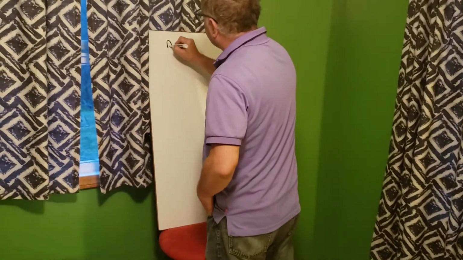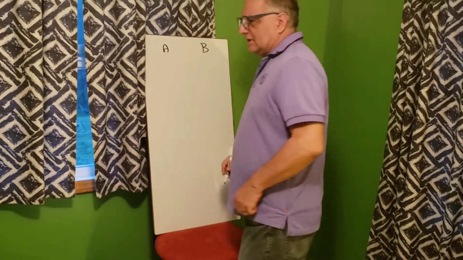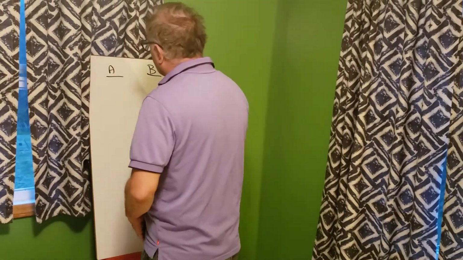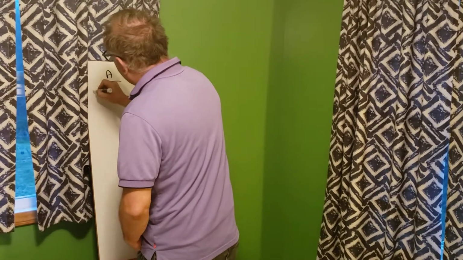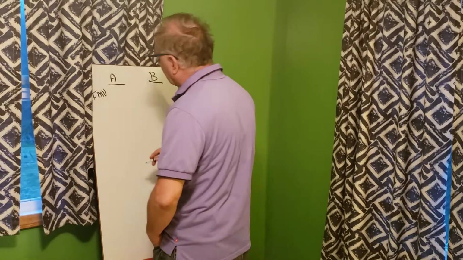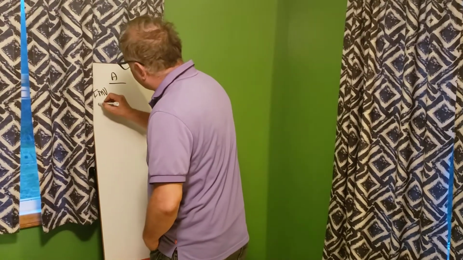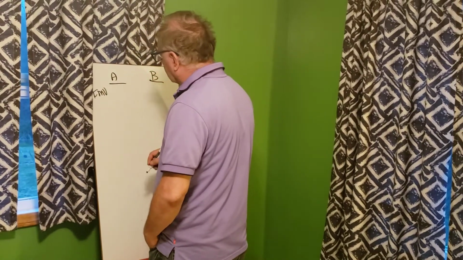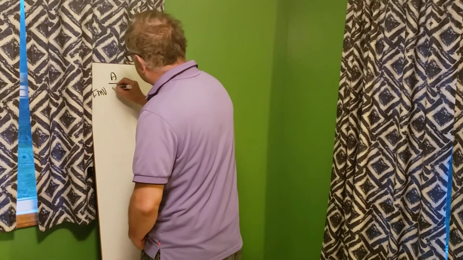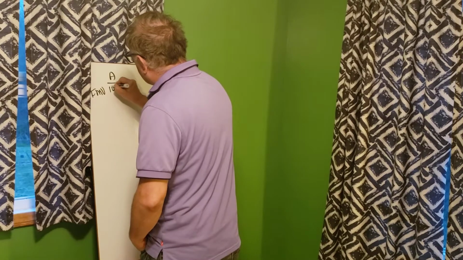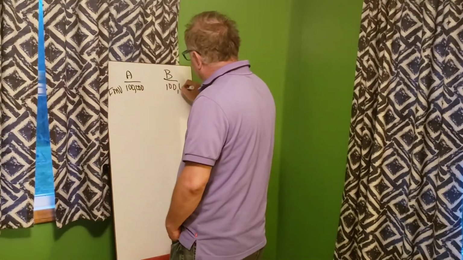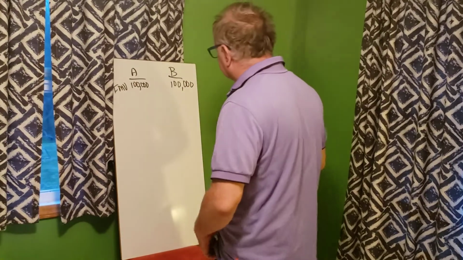We have A and we have B. They both have property and they are going to exchange them. So we're going to use fair market value. Let's see. Choose 100,000 and 100,000. This is our simplest example.